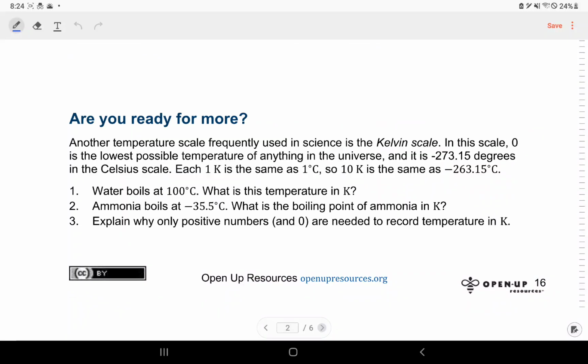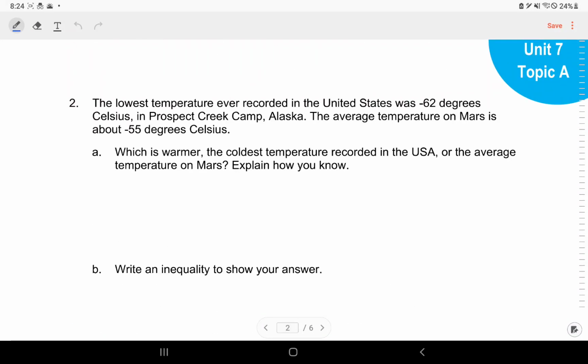Okay, so now I take a look at question 2. The lowest temperature ever recorded in the United States was -62 degrees Celsius in Prospect Creek Camp, Alaska. The average temperature on Mars is about negative 55 degrees Celsius, which is warmer? The coldest temperature recorded in the USA, or the average temperature on Mars? Explain how you know. Well, just a quick sketch.